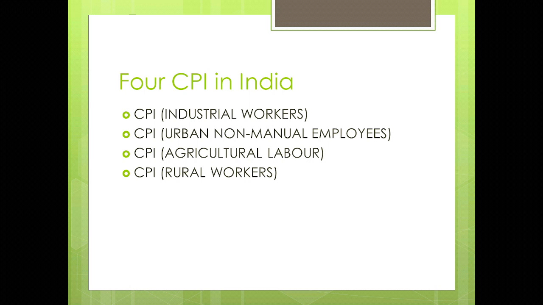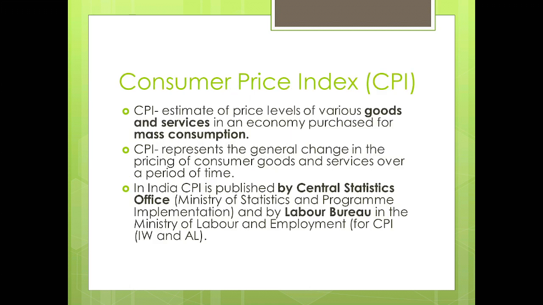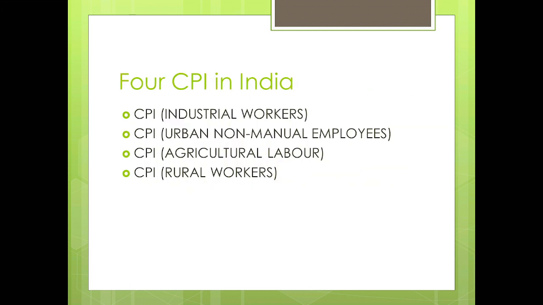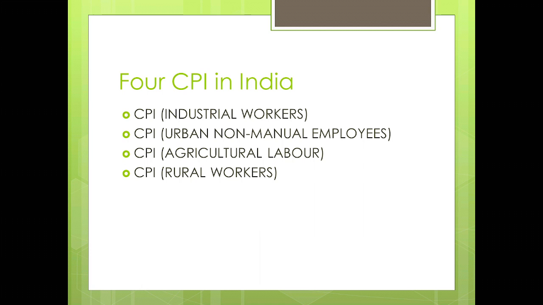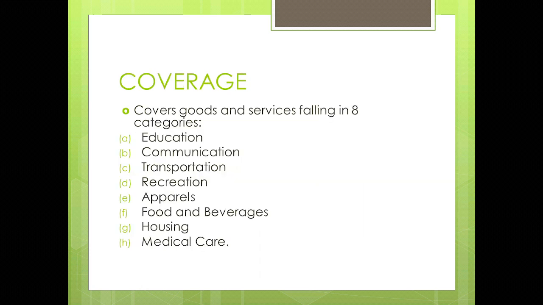So friends, the first, that is industrial workers, and the agricultural laborers, as you can see, category 1 and category 3, are published by the Labour Bureau, whereas category number 2 and category number 4 are published by the Central Statistics Office under the Ministry of Statistics and Program Implementation. Now the question is, what is its coverage?